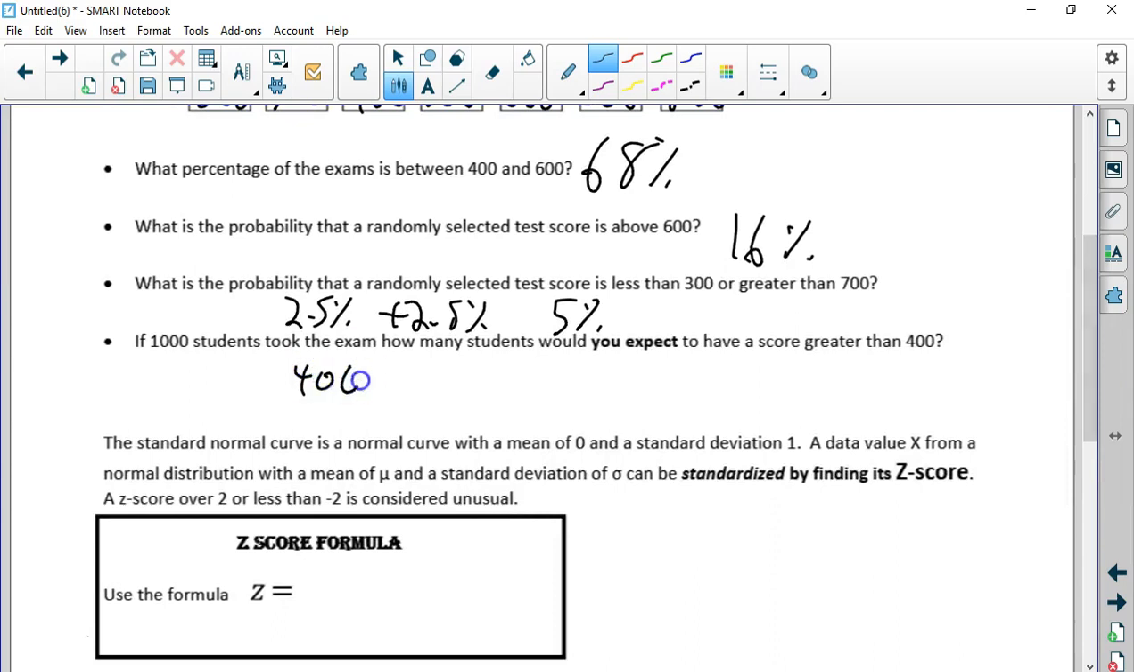So 400 people times 0.84 is 336 students. So you're expecting most of them to do better than 400.